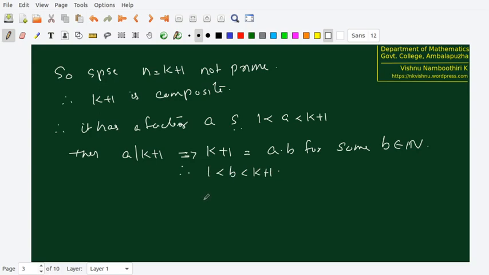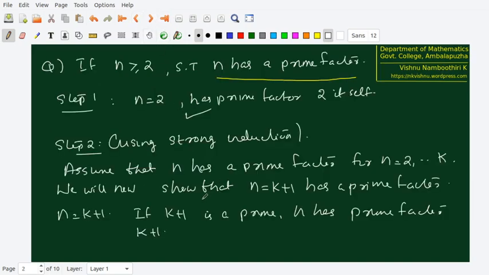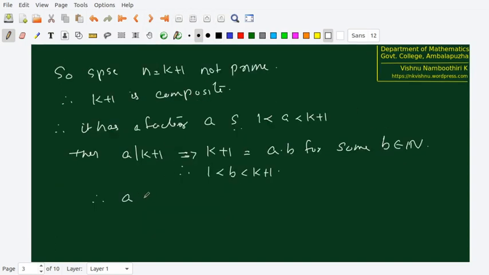So a is between 1 and k plus 1, b is also between 1 and k plus 1. So the important observation here is that a is less than k plus 1, but according to our assumption, what is the assumption that we have made? For n equal to 2, 3, etc. up to k. So a is less than or equal to k, b is less than or equal to k, because a is strictly less than k plus 1, that means that a is less than or equal to k, b is also less than or equal to k. Therefore, by assumption, what is the assumption? If n equal to 2, 3, etc. up to k, it has a prime factor, right? It has a prime factor.